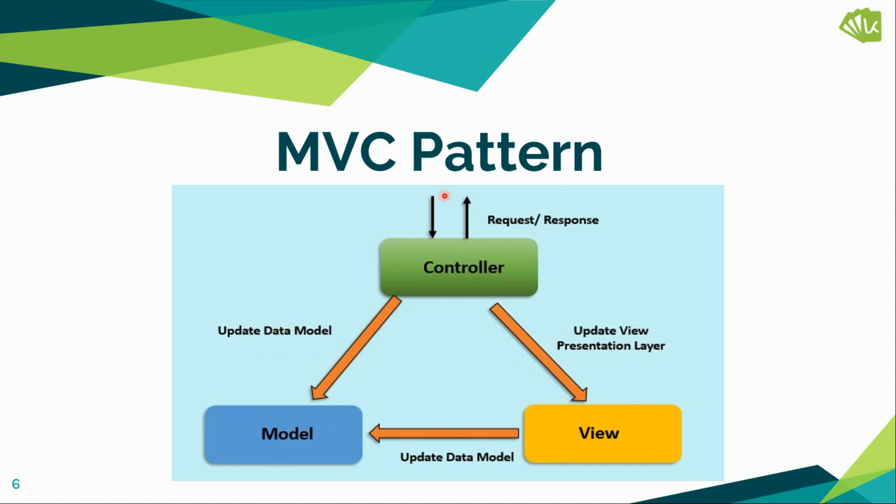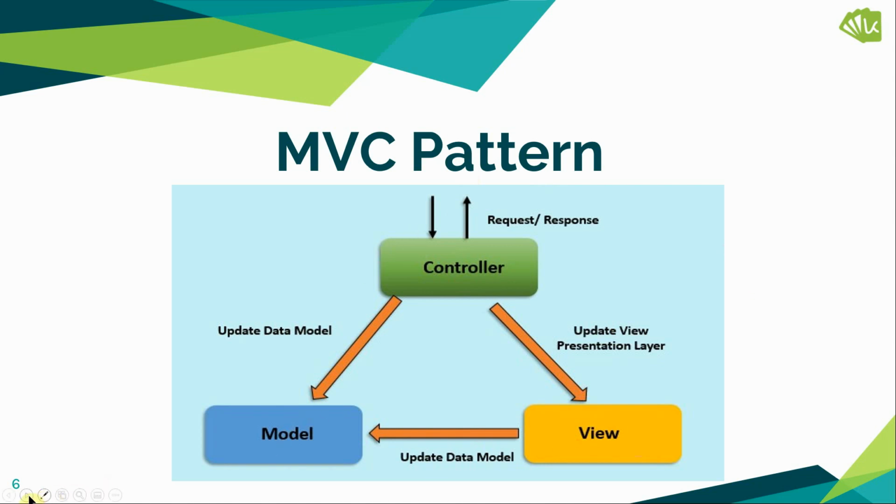Let's say the request is such that we have to show some presentation layer which will also have data in it. In that case, the controller will redirect the request to the appropriate view for which the request has come. That view in turn will call the model, get the data, populate the presentation layer, and then return a response, which is then returned back to the user. This is how the model view controller architecture works.